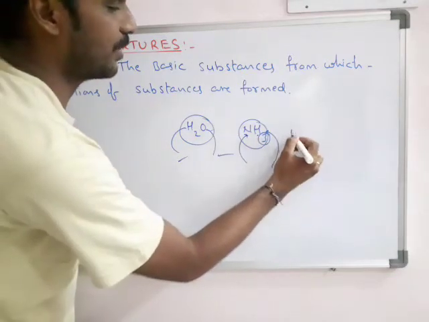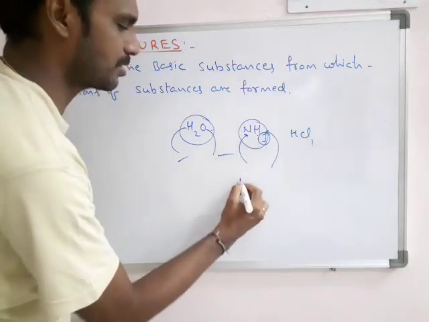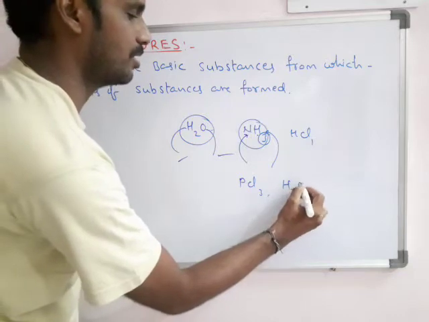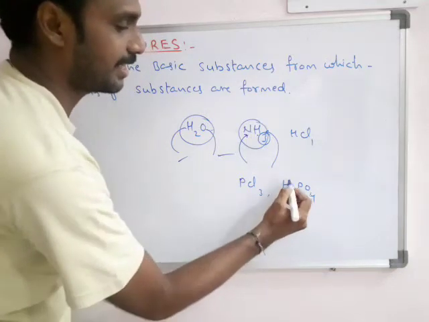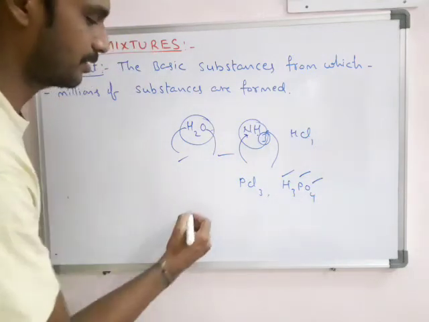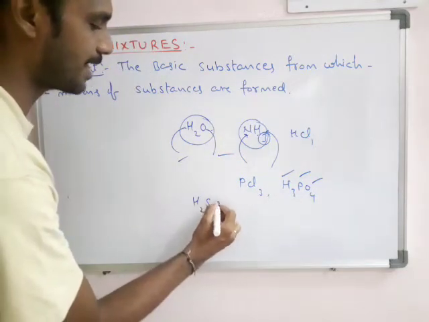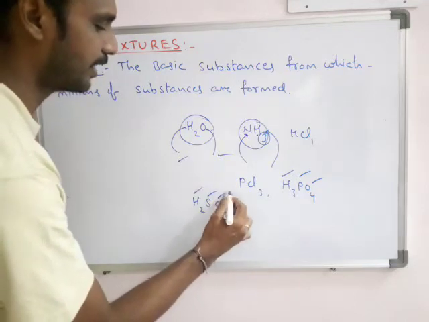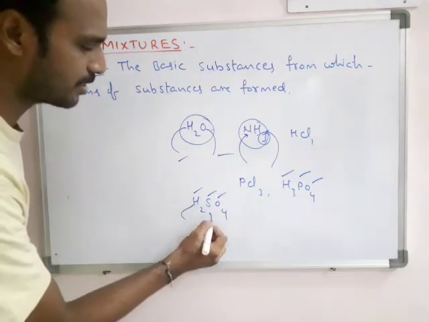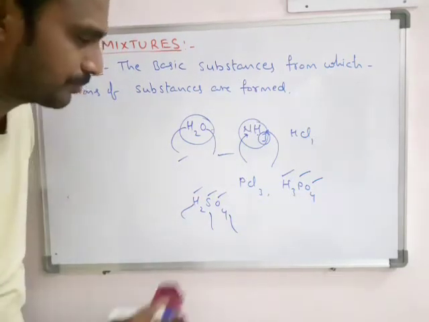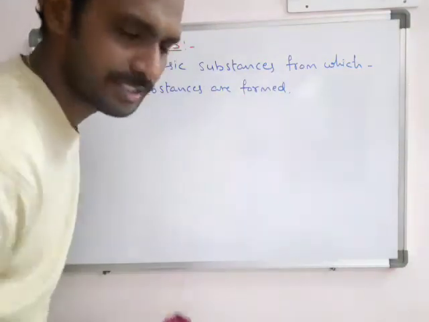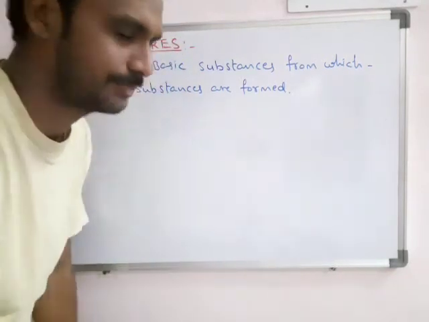So like this we can write many molecules. We can write PCl3. Next, H3PO4. See here it contains hydrogen, phosphorus, oxygen, three types of elements. If you take sulfuric acid, H2SO4, it contains three types of elements. So elements mean a single hydrogen, sulfur, oxygen. We will see examples in further discussion, no need to write those examples now.